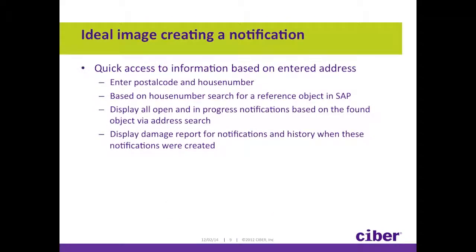So coming back to our notification process. What would be ideal? What would be ideal to create a notification? Ideally for a user would be just enter the postal code and the house number instead of typing in a technical code, which is the functional location. He just wants to search for the value. And ideal as well would be if we create a notification, we probably are interested what other notifications are there in the system already. So we want to see that directly.